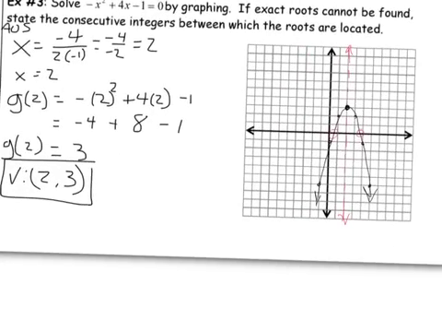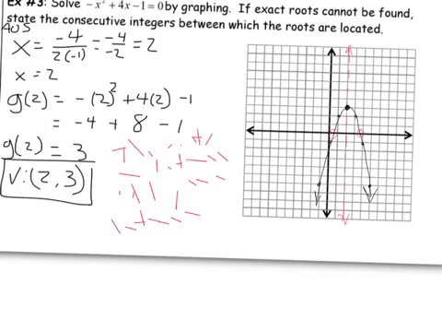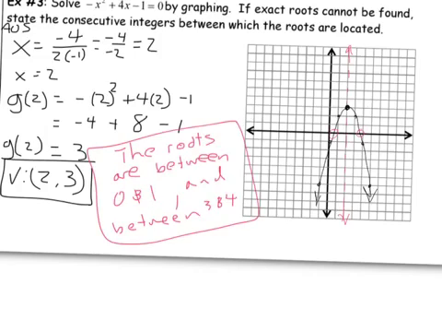So we could just say something like the roots are between 0 and 1 and between 3 and 4. And that's really as best as we can do for solving something like this.